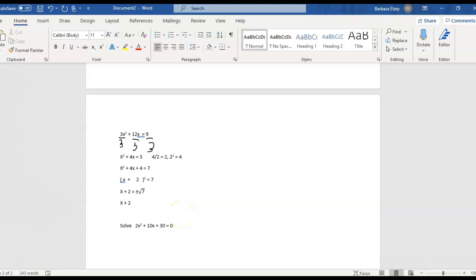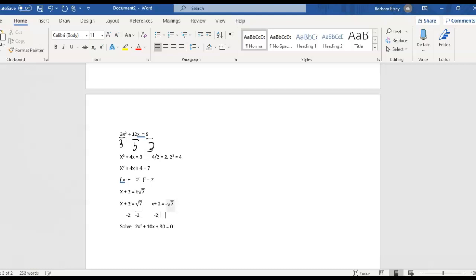x plus 2 equals the positive square root of 7. And then the other equation is x plus 2 equals the negative square root of 7. And we need to subtract 2 to solve. So let's subtract 2, and we can also do it over here to that second equation.